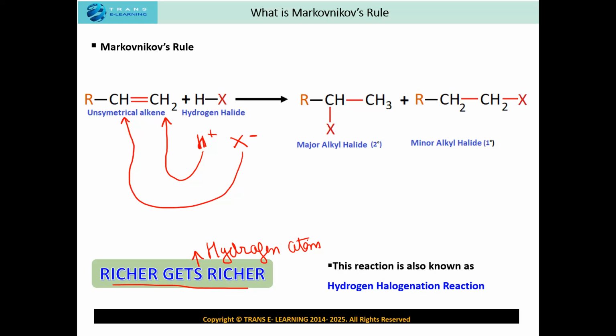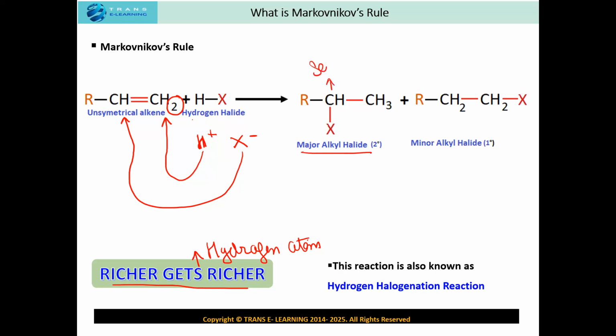That means the hydrogen ion, which is produced from the polar hydrogen halide, will go to the carbon atom which has more number of hydrogen atoms. That means the richer gets richer. This results in the formation of two products. The major product is the secondary alkyl halide and the minor product is the primary alkyl halide.